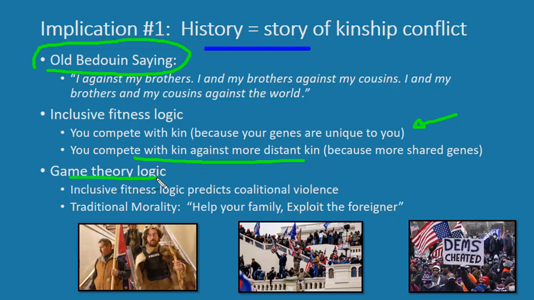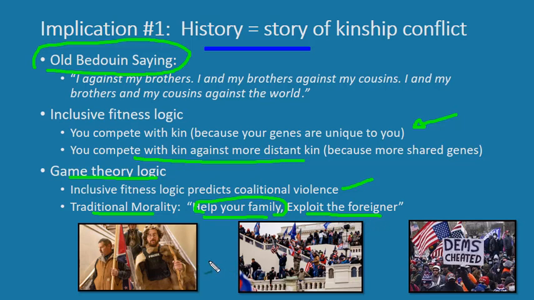Again, you have some game theory logic playing out here, where the inclusive fitness logic predicts you're going to get coalitional violence, where this kinship network is going to try to extract resources from this other kinship network. And you have a traditional morality that's pretty organized around the group. So helping your family is great, or helping other people that are Jewish, or helping other people that are Protestants, or whatever it is, is recognized as a good thing, but you're assumed to be against those people that are outside your group, or they don't get the same moral protections.